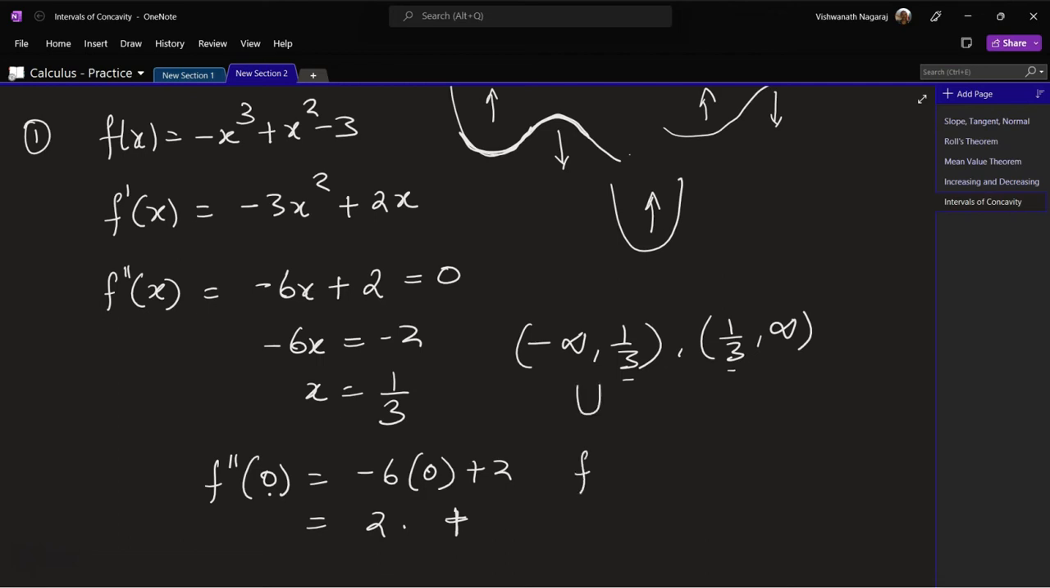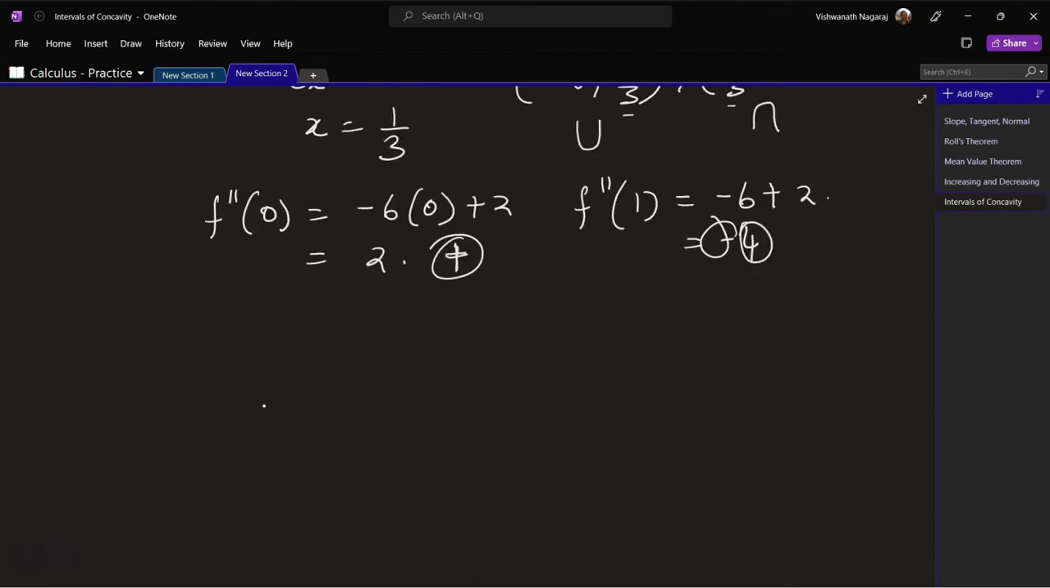And if we take a value beyond 1 by 3, so f double prime of, let's say 1, we get minus 6 plus 2, which is minus 4. Remember, the value itself is not important. What is important is the sign, whether it is plus or minus. Now, since this is negative here, it is concave down.